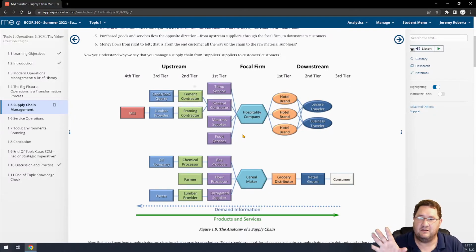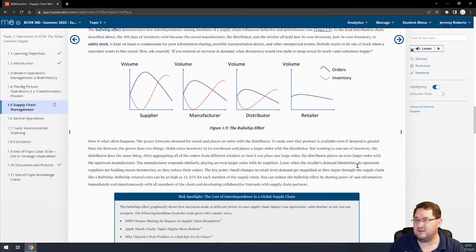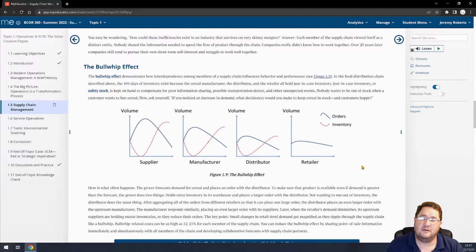You'll see it all again in the videos. And of course, at the bottom here, we have this dotted line, demand information. So we're consolidating demand from the customers, and product and service is going down towards the customer. So information is going upstream, products and services are going downstream. So yeah. All right. In here also is the bullwhip effect. So this one is sometimes tricky for people to understand, and I wish they reversed these images.